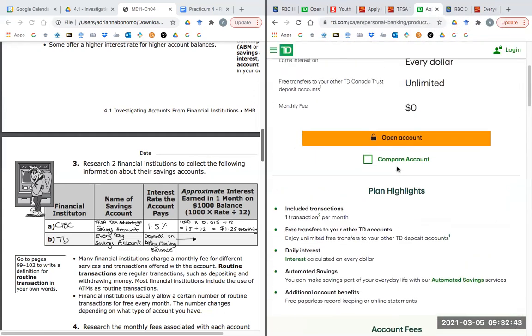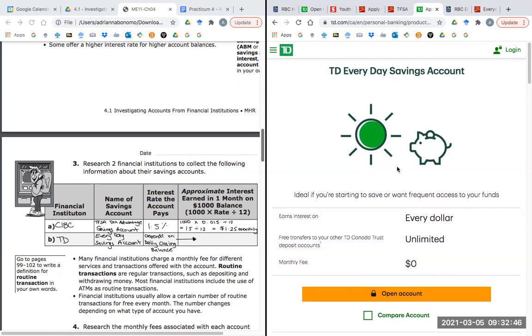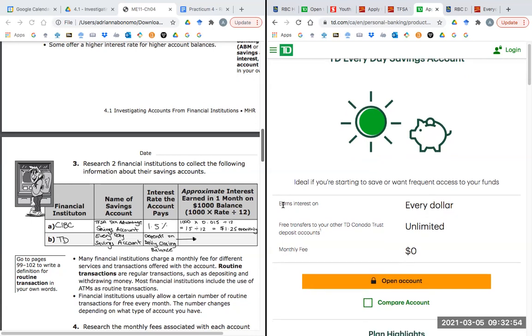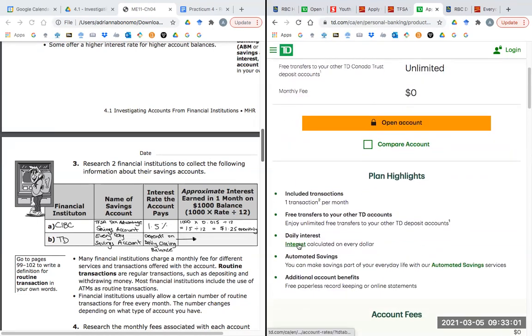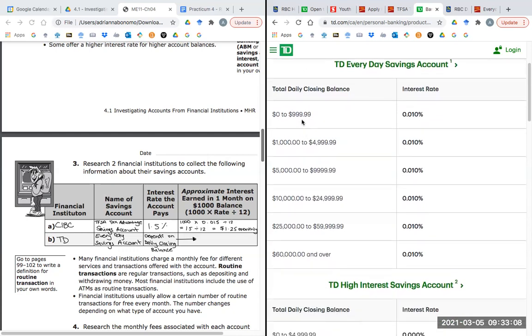The next savings account is the TD Everyday Savings Account. Again, because it is a savings account, you are going to receive interest. Here, it says that you earn interest on every dollar. But what is the interest rate? Well, that depends on how much money you have in your bank account that day. So if we look here, if you have $0 to $999.99, your interest rate is 0.010%. If you have this amount in your bank account, the interest rate is the same, 0.01%. If you have this amount, again, the interest rate is the same. So in this case, for this account, your interest rate is 0.01%, okay?